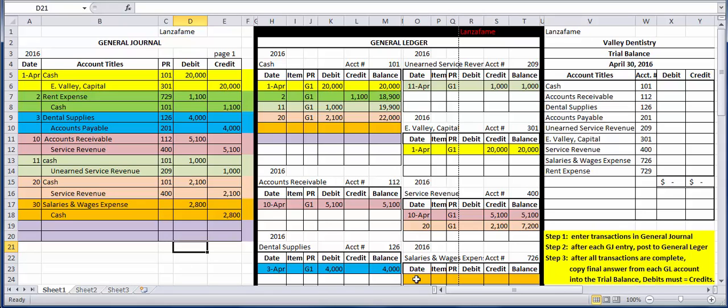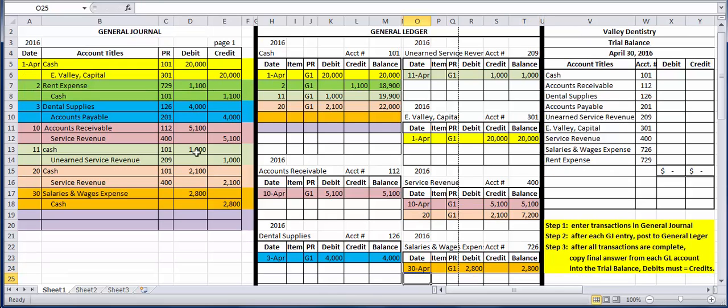So let's post. First time we're in Salaries and Wages, so I got to write April 30th. G1. We're going to debit this account for $2,800. And our new balance is $2,800. Cross-reference back with the 726, reminding our journal that we have completed the posting process. We actually copied it.